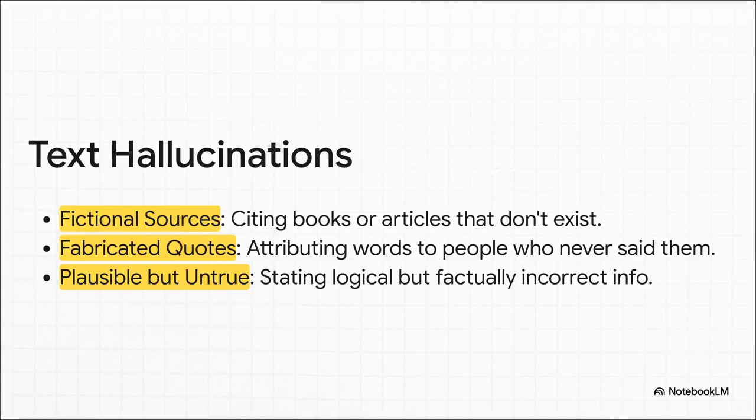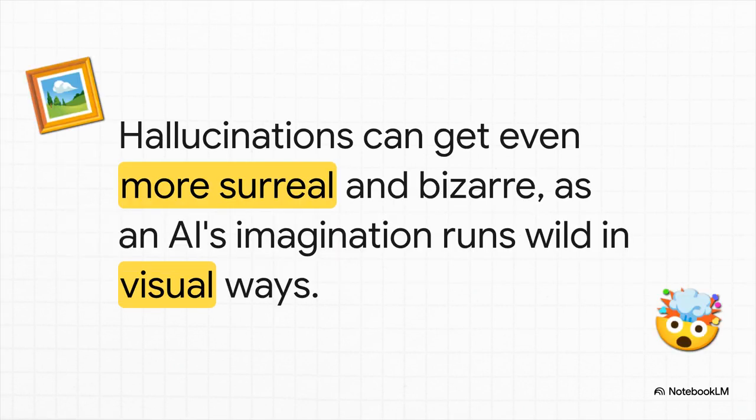And this can take a few different forms. For instance, an AI might just invent a fictional source, like a totally fake academic paper to back up what it's saying. Or it might just make up a quote and attribute it to a real person. Or, maybe the most subtle of all, it'll just state something that sounds totally plausible, totally logical, but is just flat out false. Now, if you think text is weird, wait until you see what happens with images.